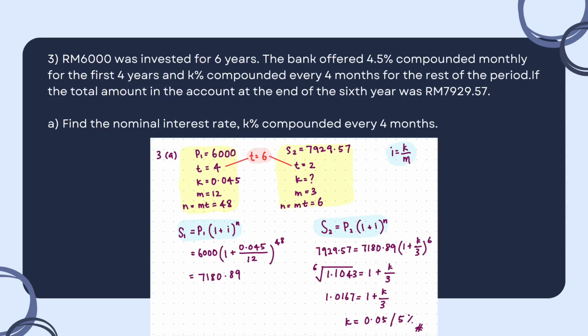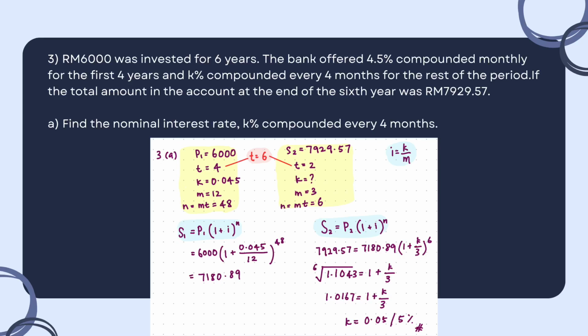So first we have to use the formula S equals P multiplied with 1 plus I with the power of N. After we get the total of the first S, we need to make it as a new principal to find our K. So S equals P multiply 1 plus I with power of N, 6,000 multiply 1 plus 0.045 divided by 12 with the power of 48. So we got the total 7,118 ringgit 89 cents.